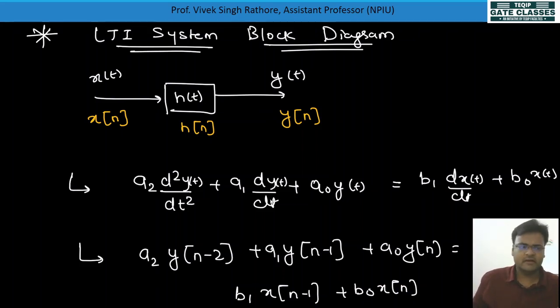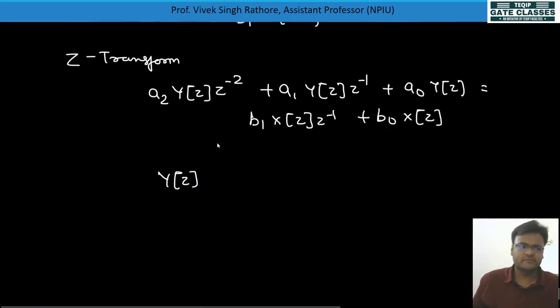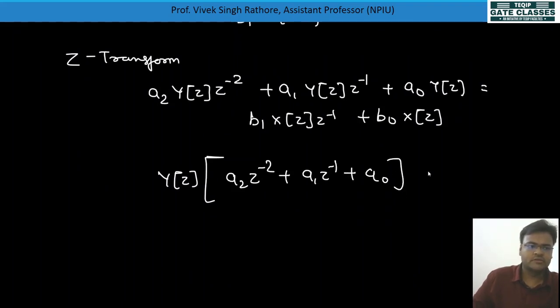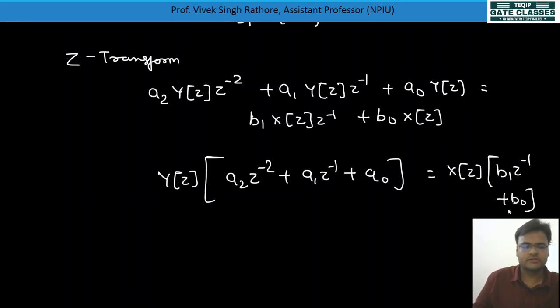This can be different, okay? In your case, for another question, it can vary, but for making a general block diagram I am taking one differential equation. I have taken its difference equation, I have taken the z transform also. Now I am taking common Y of z, so we will get a2 z^-2 plus a1 z^-1 plus a naught, is equal to, here we will take X of z common, and here b1 z^-1 plus b naught. Okay, this is there.